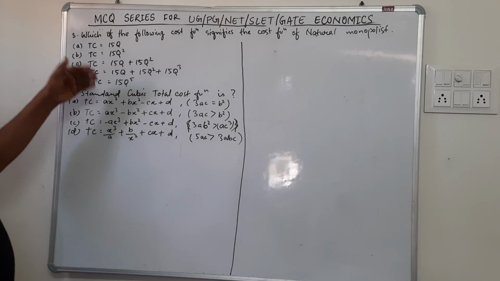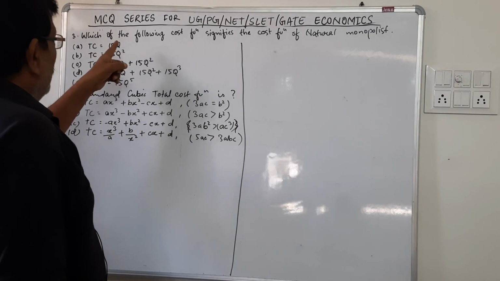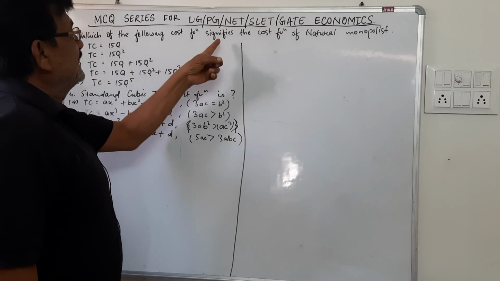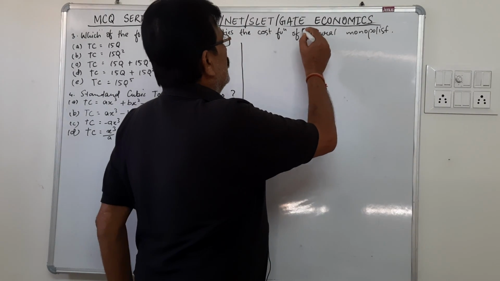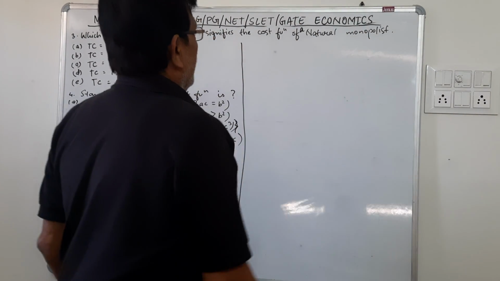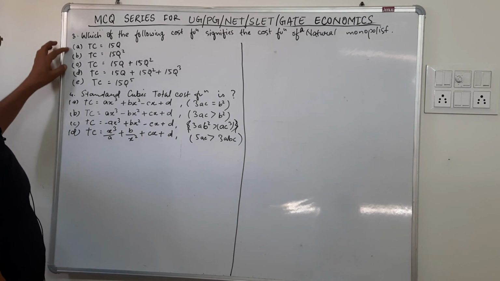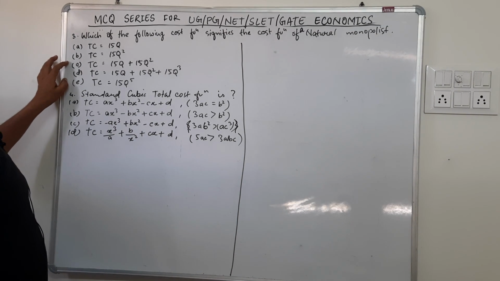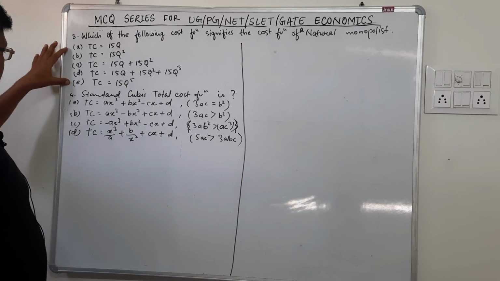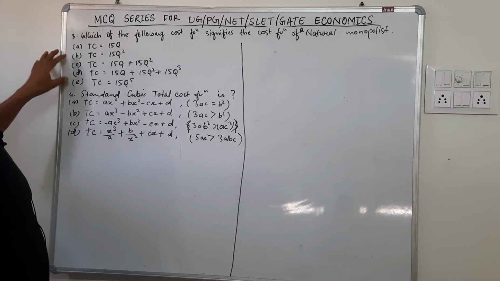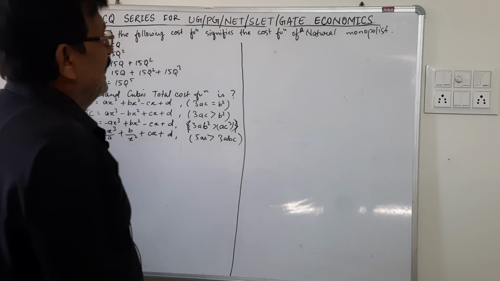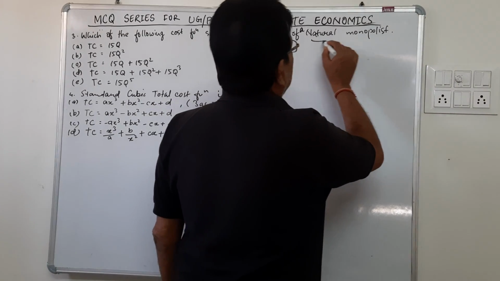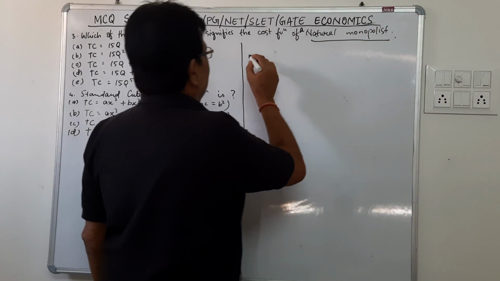Now we have the next question. Which of the following cost functions signifies the cost function of a natural monopolist? Here we are given 5 TC functions, and out of these 5 TC functions we have to identify which TC function relates to a natural monopolist. Now what is a natural monopolist?